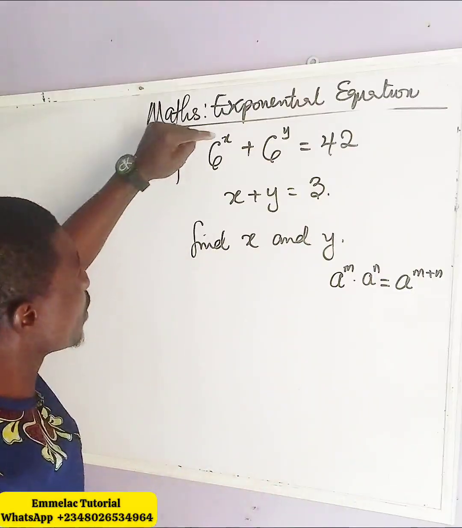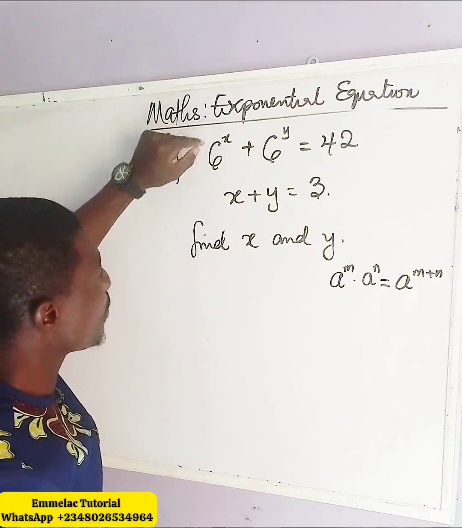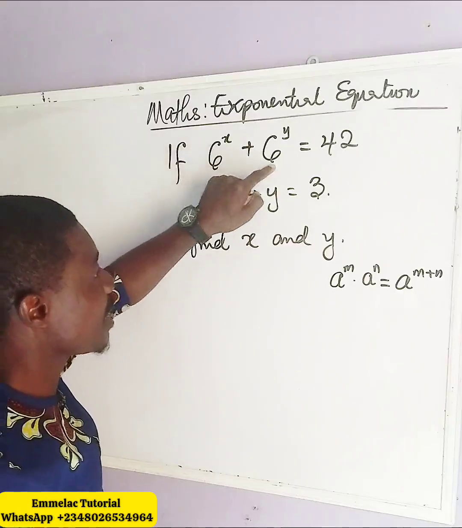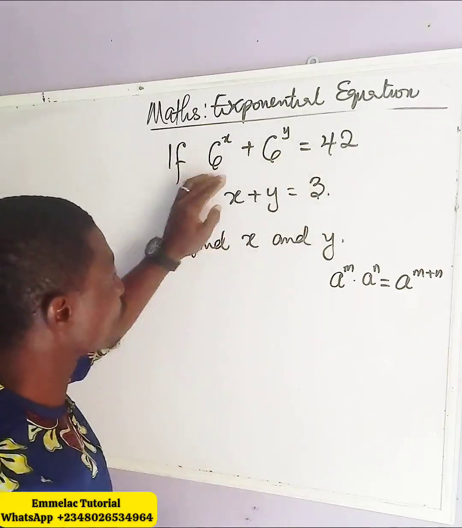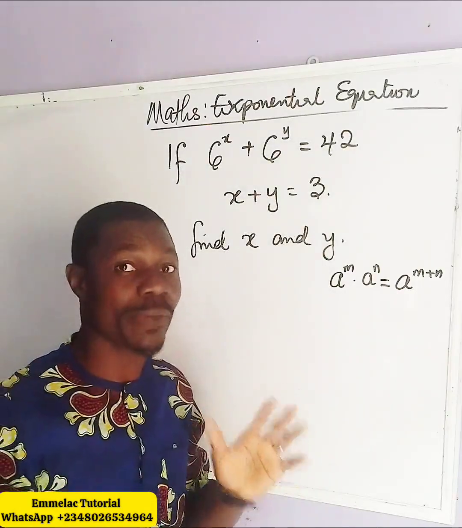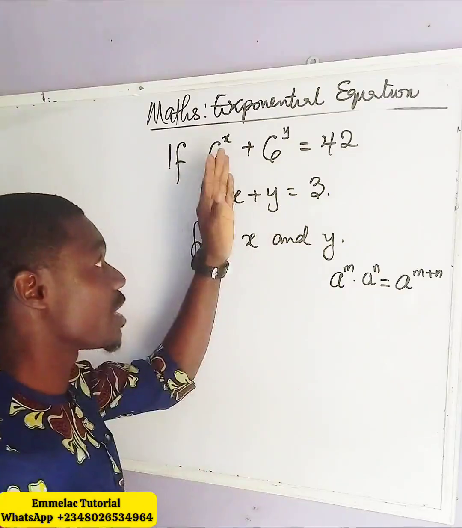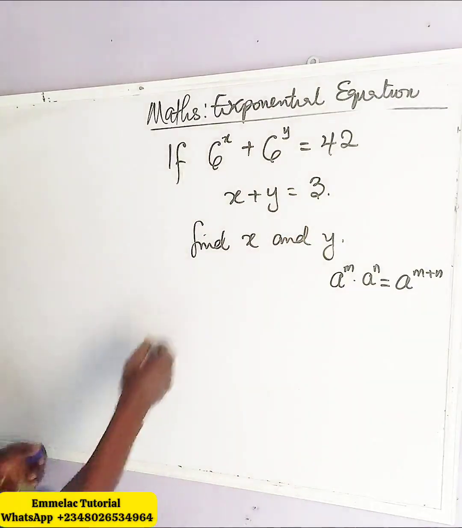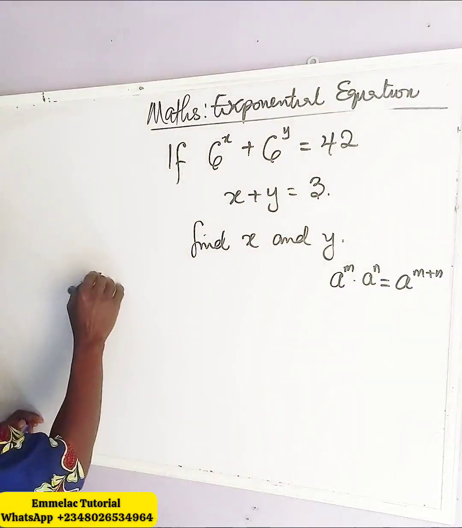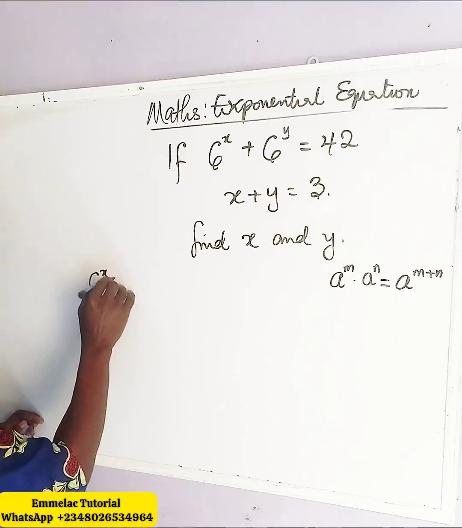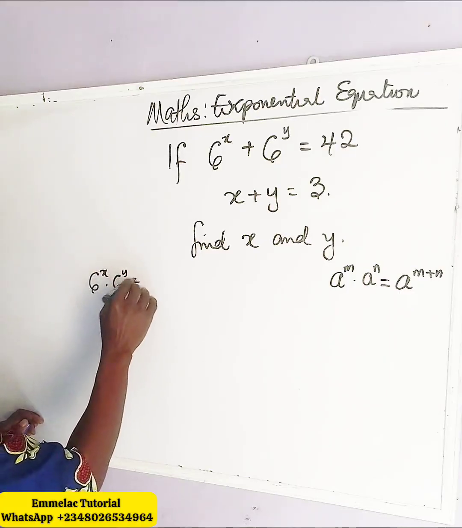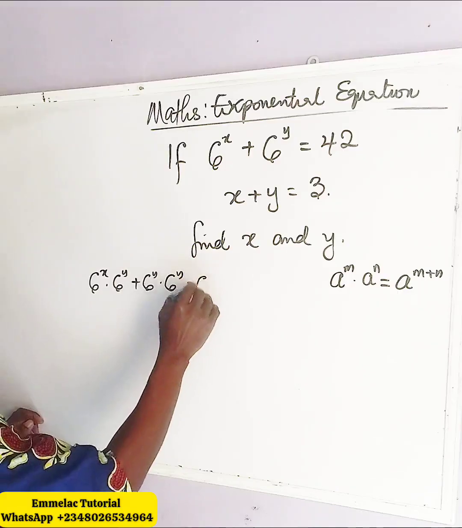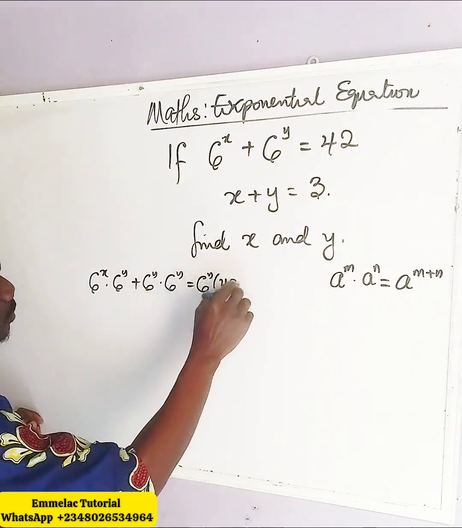Since we are looking for x plus y, it means we can multiply 6 raised to the power of y to this term, this term, this term. What we're multiplying through with is to ensure that we balance the equation, both on the left hand side and on the right hand side. So let's get started. Here we have 6 raised to the power of x times 6 raised to the power of y, plus 6 raised to the power of y times 6 raised to the power of y, then equals 6 raised to the power of y times 42.